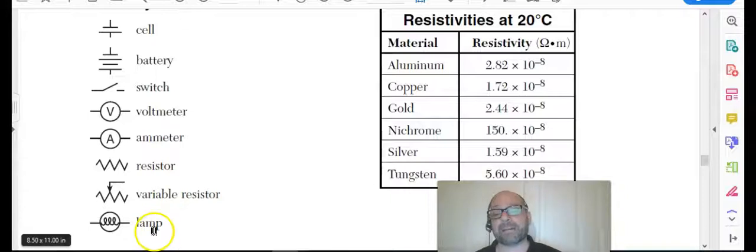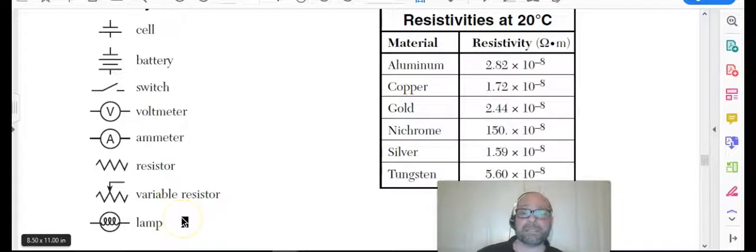And then finally we have a lamp. And when they say lamp, they really mean the light bulb lamp. All right, let's continue.